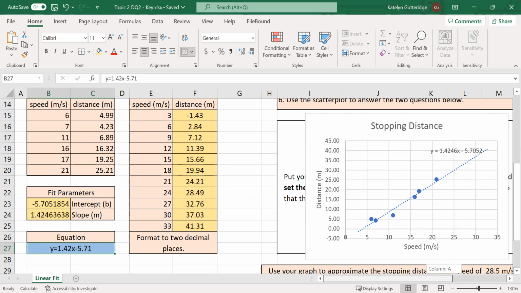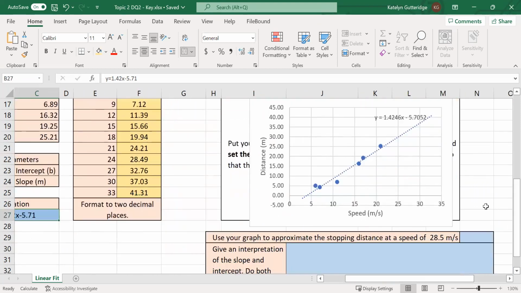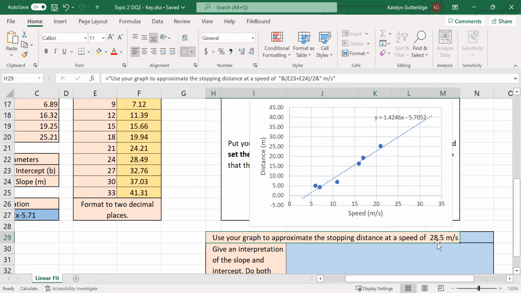Okay, so let's answer questions about our chart and then we'll be done with this DQ. Okay, so first question. Use the graph to approximate the stopping distance at a speed of 28.5 meters per second. Okay, so let's start by finding my speed. So I'm at 28.5 meters per second. Speed is down on my x-axis, so I'm sitting here-ish, about 28.5. I'm going to go up from 28.5. I'm going to find my line. And then I'm going to go over and find the appropriate stopping distance.